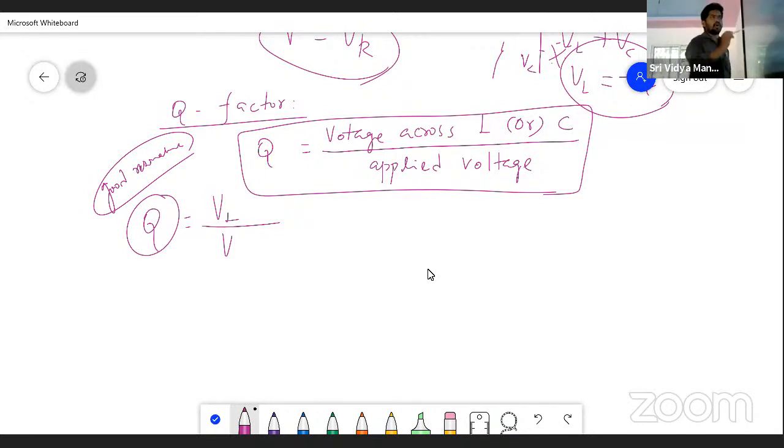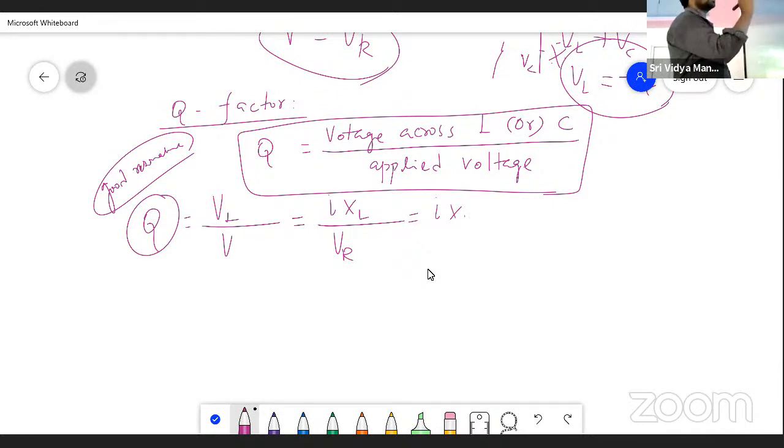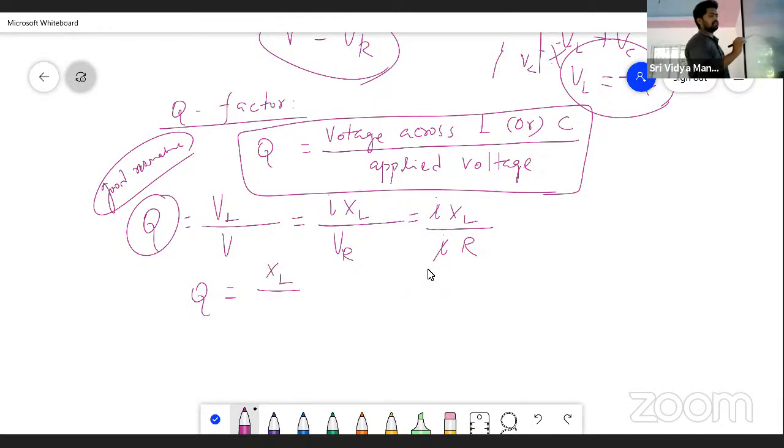Voltage across VL is equal to, what is the formula, I into XL. V is equal to IR. So Q is equal to I XL divided by V. V means applied voltage, which is equal to voltage across resistance at resonance condition. So it is equal to I XL divided by IR. I cancels. So quality factor Q is equal to XL divided by R.